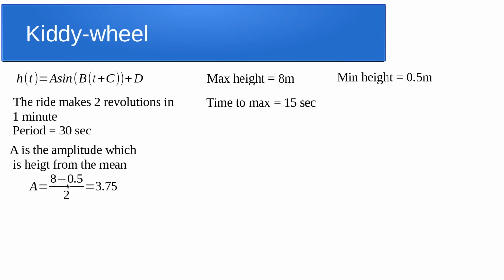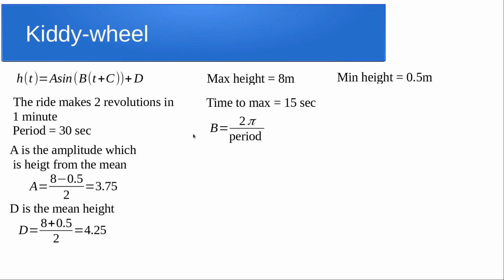So let's see. It's going to go from 0.5 to 8, which means it's going to go 3.75 above and 3.75 below, as the formula tells us. Then we're going to talk about D. D is the mean height or the central position. So that's going to be the average of those heights. So let's take the maximum, the minimum, and divide by 2.